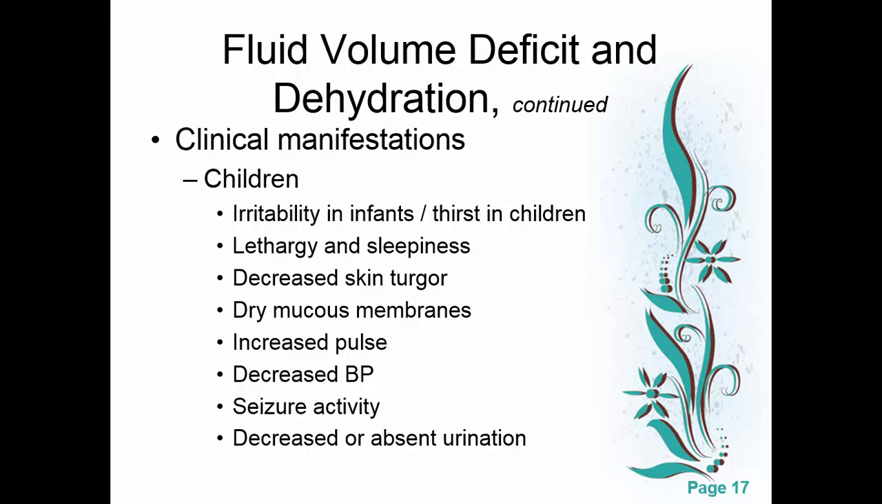In moderate dehydration, you may see some lethargy and sleepiness, decreased skin turgor, and dry mucous membranes. Urine may be diminished and dark in color. Increased pulse. They may have a normal or decreased blood pressure. In severe dehydration, you'll see seizure activity and decreased or absent urination. You will also see dry mucous membranes, poor skin turgor, rapid pulse, markedly decreased blood pressure, and increased lethargy or unresponsiveness in severe dehydration.